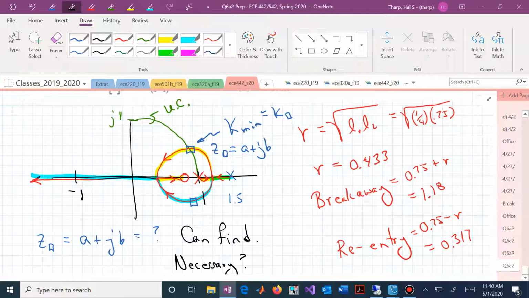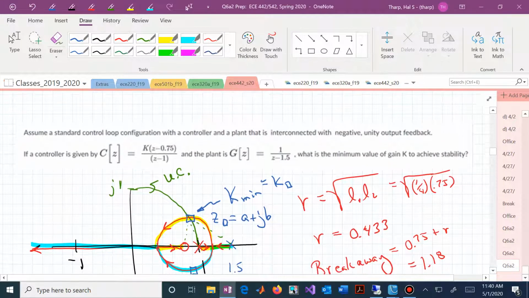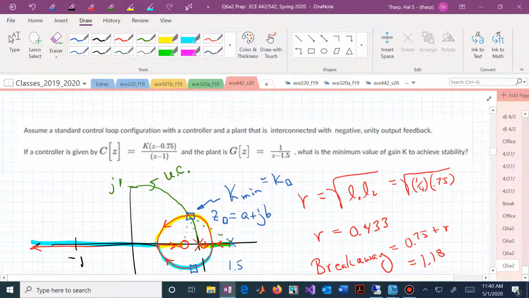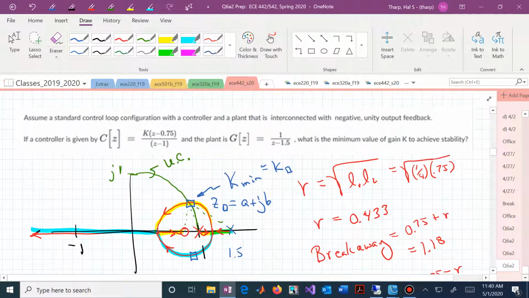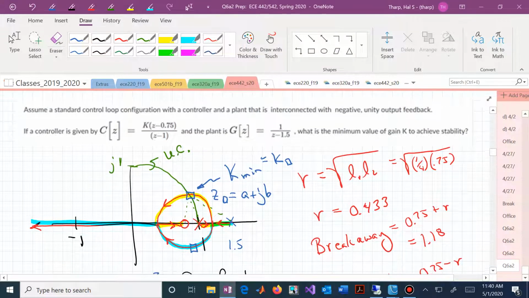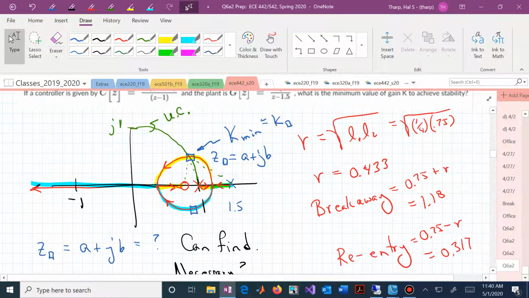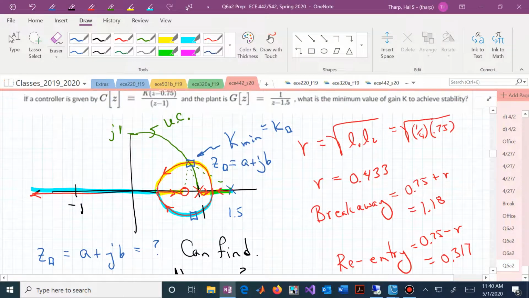Then, if you did that, you would be wanting to find the gain, which is going to be a product and ratio of these lengths, and you need to include the scaling factor if there was a gain in your numerator or denominator of C or G, and here we don't other than the factors, but we could then calculate the gain K that way. Here, let me do it another way.